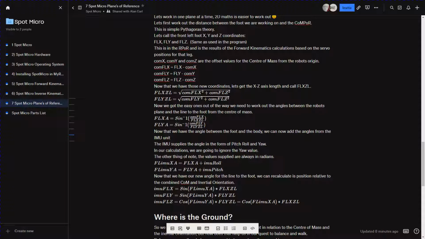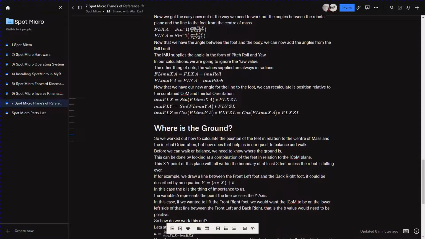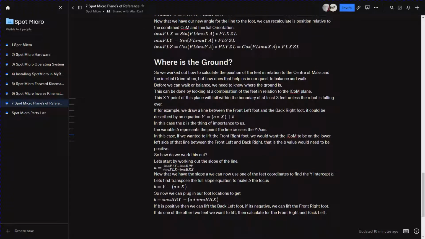We run this calculation or set of calculations for all 4 feet. And once we've got those, we're in a very good position to work out, is the robot going to fall over if we lift a foot? So this is where we need to work out where is the ground. So if we're planning on lifting, say, the front right foot, we need to make sure that the robot's not going to fall over because the center of mass is hanging over that foot or near that foot.